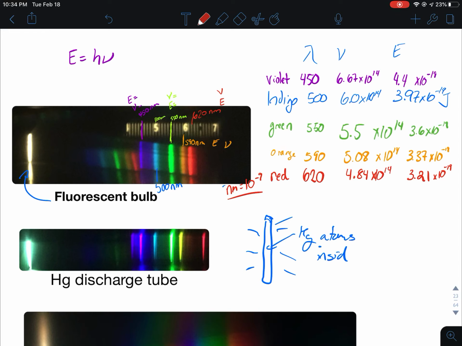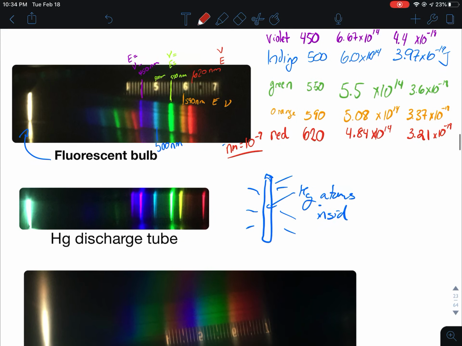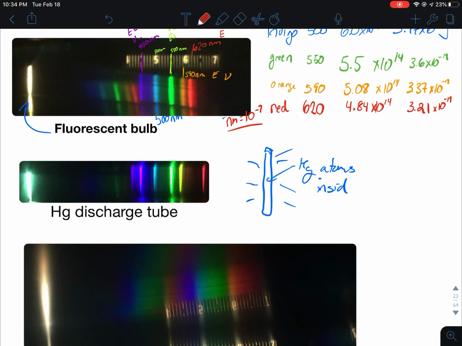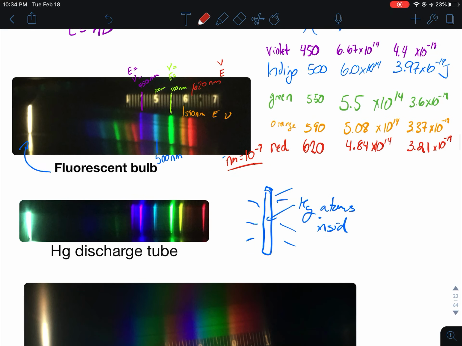And so we did the energy calculations for these bands, the violet, the indigo, the green, the orange, and the red. Then we compared them to a mercury discharge tube, which was known to be pure mercury. And we found that they are the same pattern. This was our first indication that patterns of energy bands from a pure element are actually unique to that element.